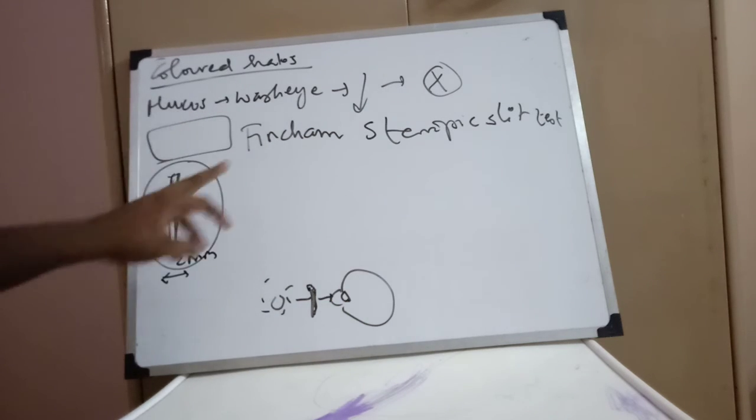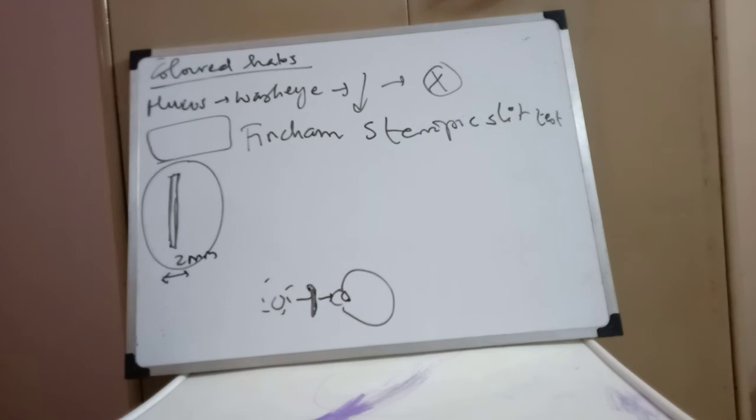So this is Fincham's stenopic slit test. You find out who is that fellow. Fincham's stenopic slit test is going to be used to differentiate between corneal edema and immature cataract. Okay, this is very important.